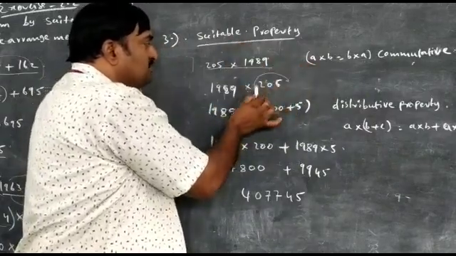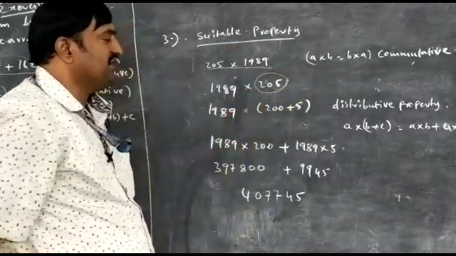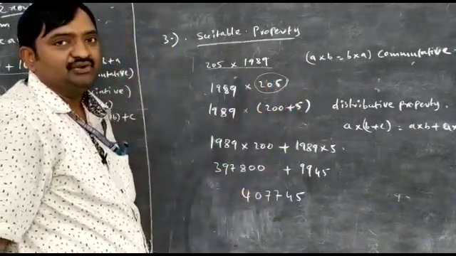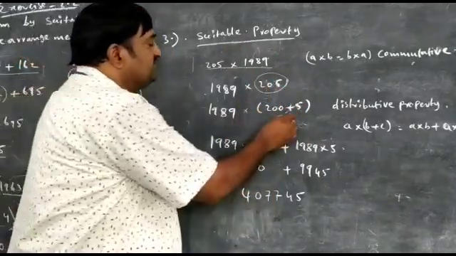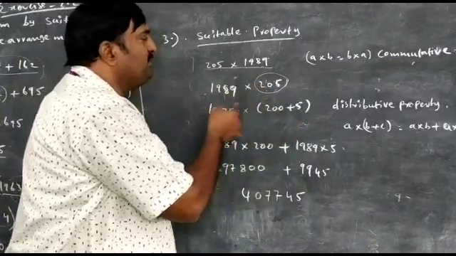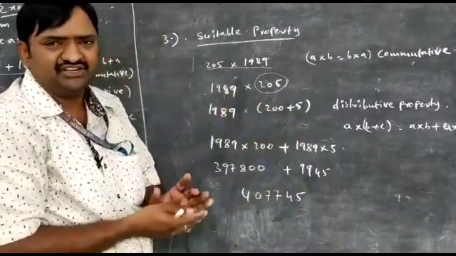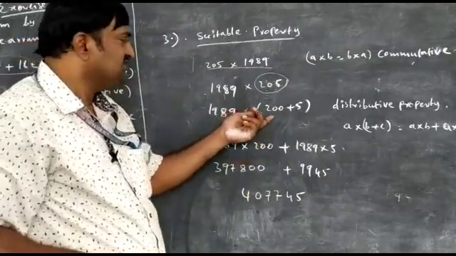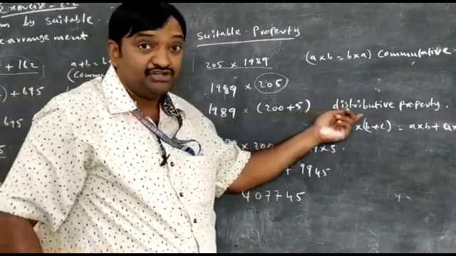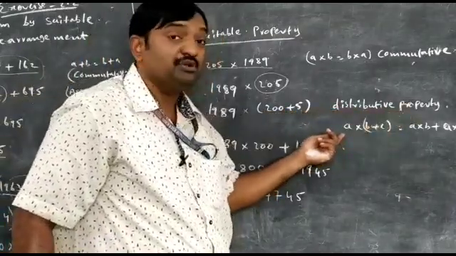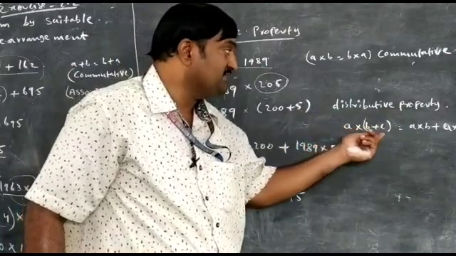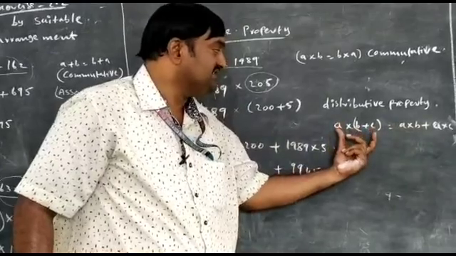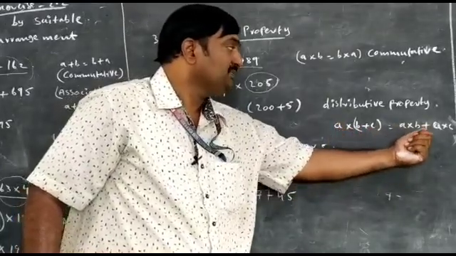In this way, 205, I change into 200 plus 5. When the properties are used, multiplication and addition become very easy. Why I change like this: I want to apply the distributive property. Distributive property means what? A into bracket of B plus C equals A into B plus A into C. Any time it looks like this, you change it into A into B plus A into C.